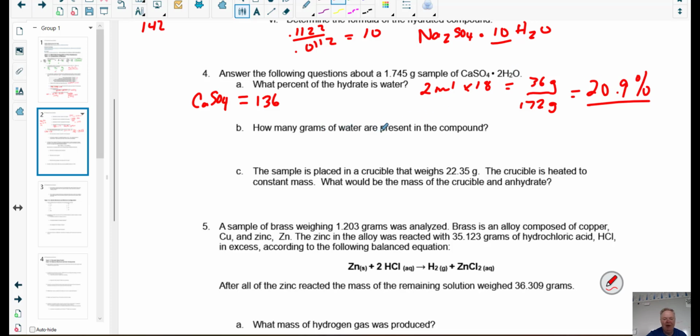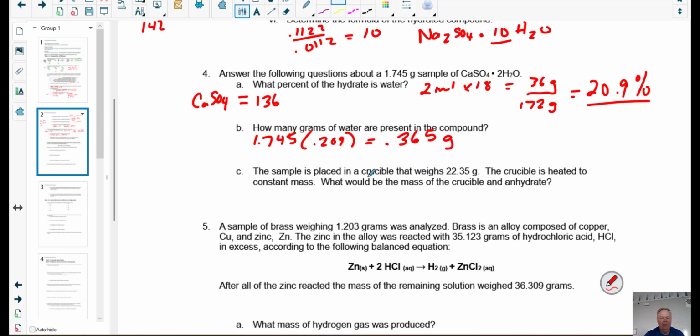It says how many grams of water are present. Well, then I can take that and do it that way. So out of the 1.745 total grams, we know that 20% of it is water. All right, so therefore 0.365 grams of the 1.74 grams is water.